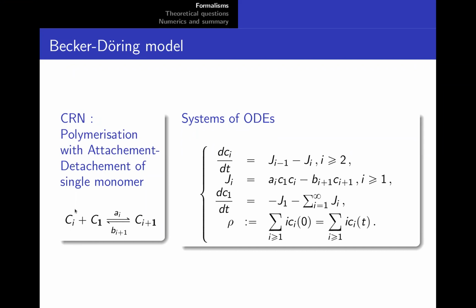And when they meet together, they form a particle of size i plus 1. So the monomer binds to the cluster of size i to make a cluster of size i plus 1, with a given rate that depends on the size of the aggregates. And for the reverse reaction, a polymer of size i plus 1 may release, one by one, a single particle to make a monomer and a cluster of size i, at a given rate B, which may also depend on the size i.